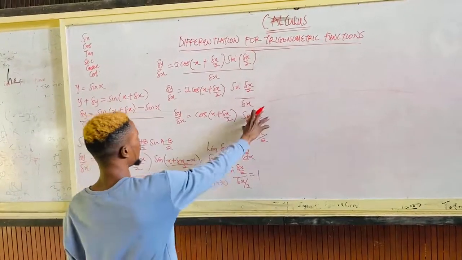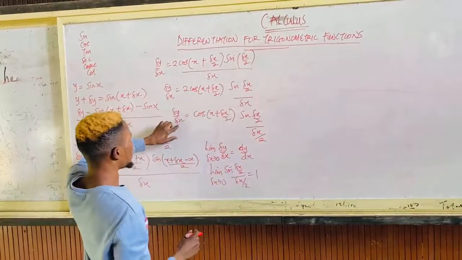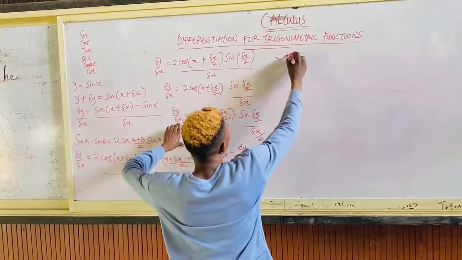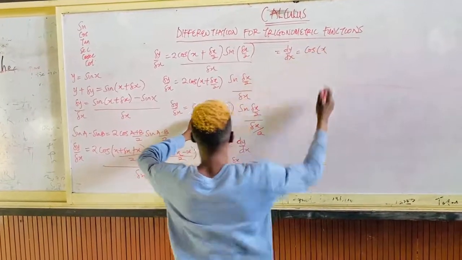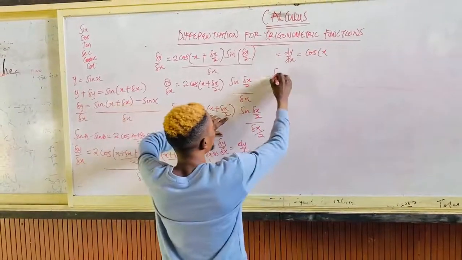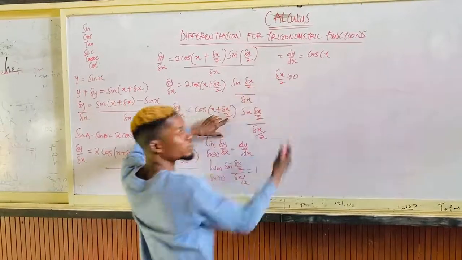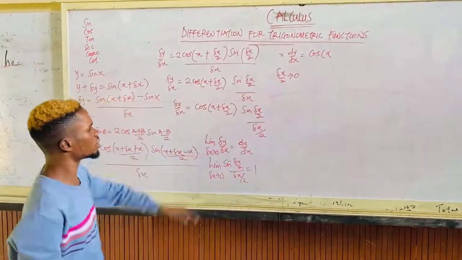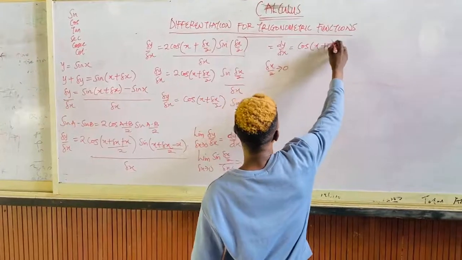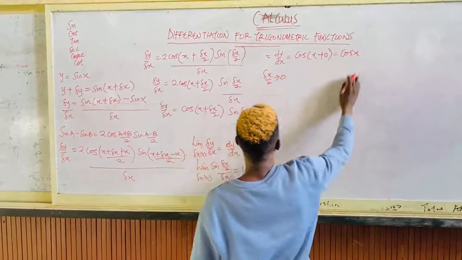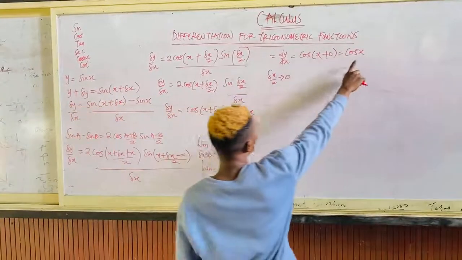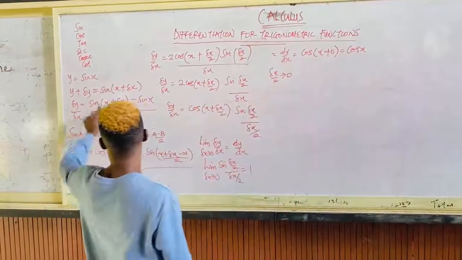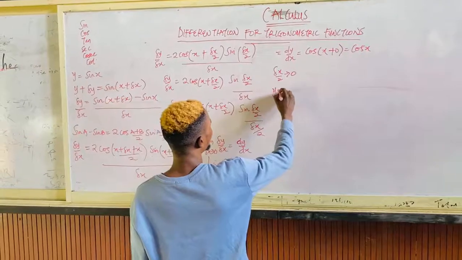So if this is 1, then del y over del x is dy dx, which is equal to cos x, and del x all over 2 tends to 0 because del x tends to 0. So the answer is cos x. That implies that if y is equal to sine x, then dy dx is cos x. Now the second one, let's go for cos x.